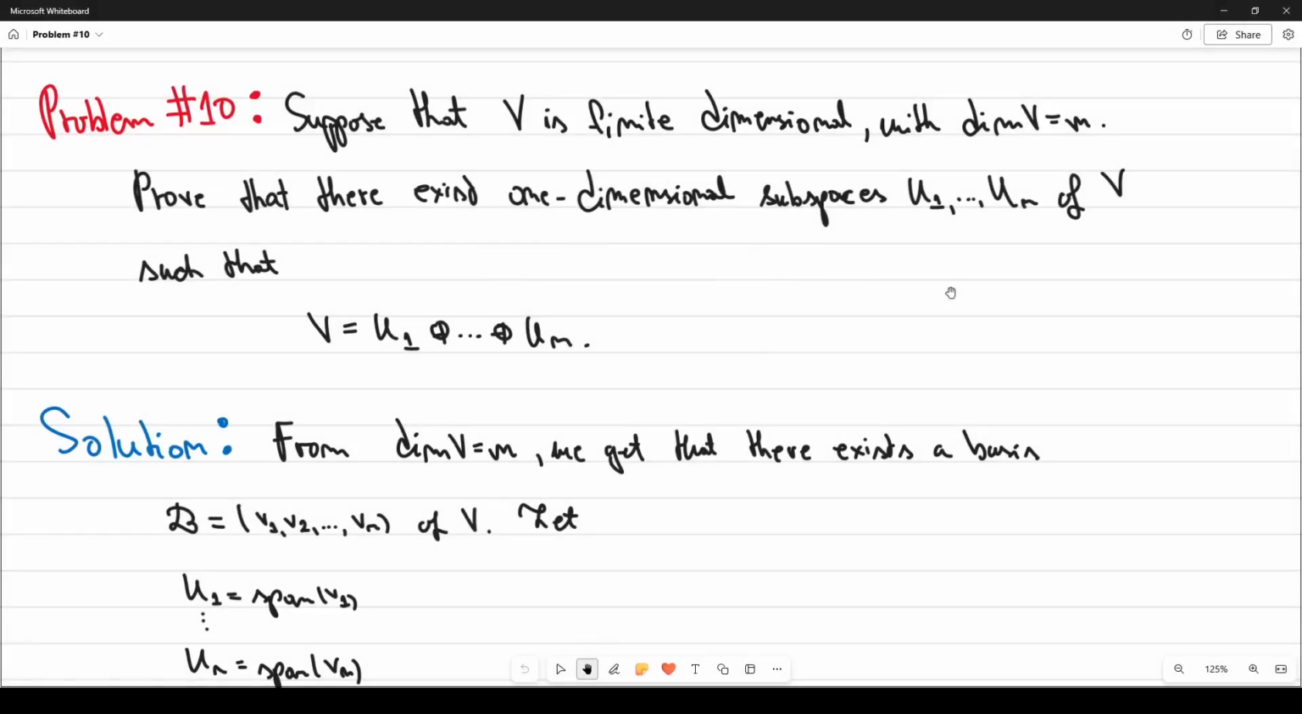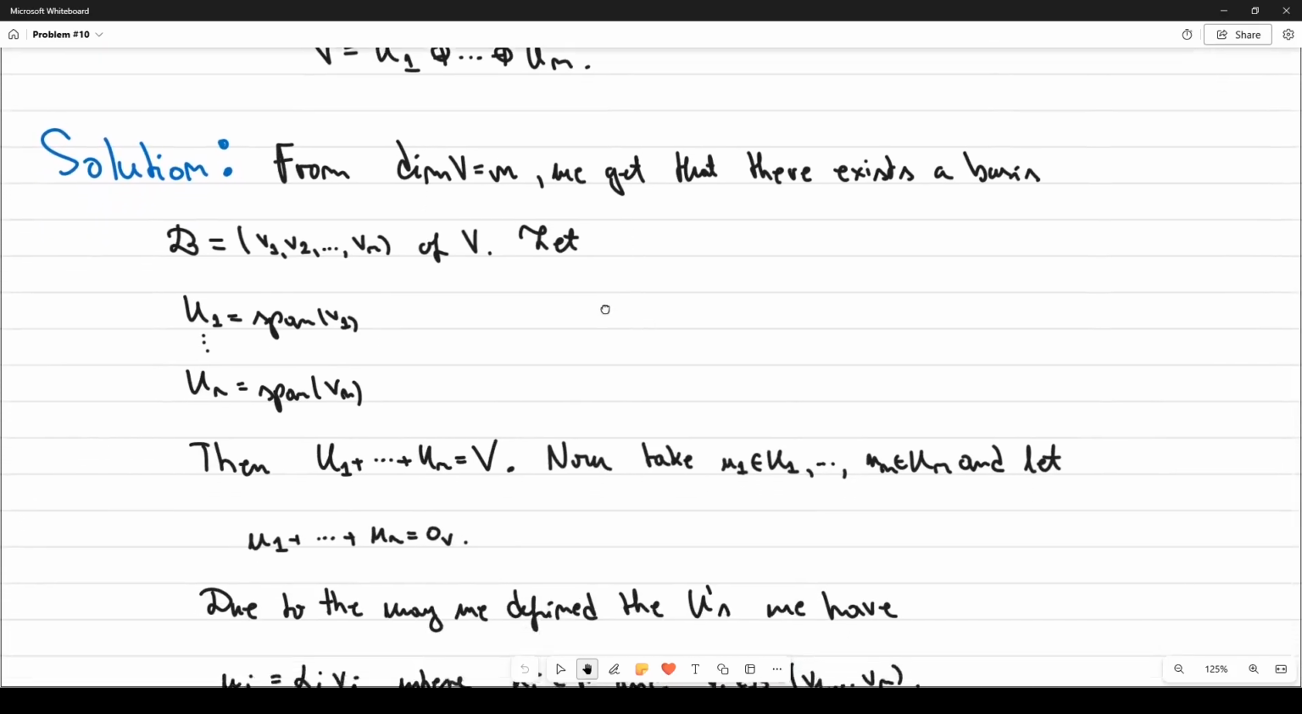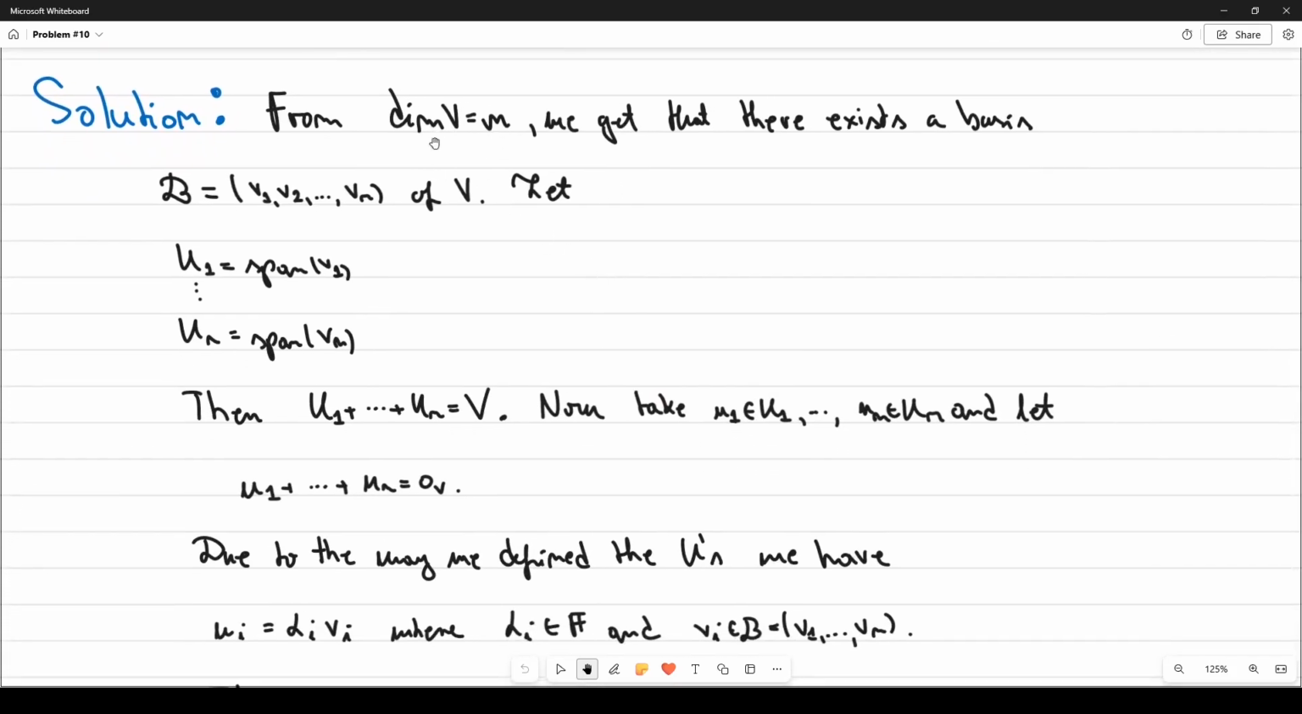Problem number 10. Suppose that V is finite dimensional with dimension of V equal to n. Prove that there exist one-dimensional subspaces U1 all the way to Un of V such that V can be expressed as a direct sum of those subspaces. So, due to V being a finite dimensional vector space of dimension n, we get that there exists a basis, so some basis B of vectors v1 to vn.